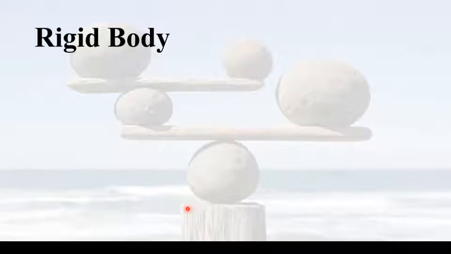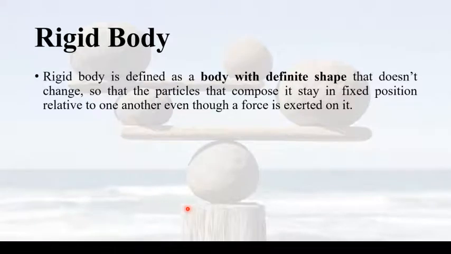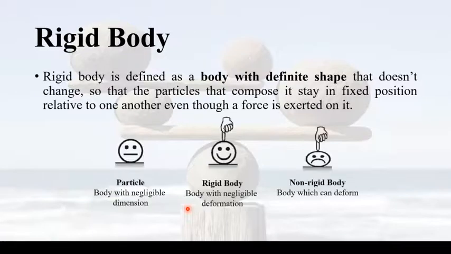Okay, now, before we proceed to the calculations, we are going to recall what does it mean by rigid body. Okay, since we are going to calculate the equilibrium on a rigid body. So rigid body is defined as a body, once again, with a definite shape that doesn't change. So that the particles that compose it stay in a fixed positions relative to one another, even though the force is exerted on it. So for example, if you exert a force on the table, the shape won't change. So table is a rigid body. Okay, so liquid is not. So this is a typical example.